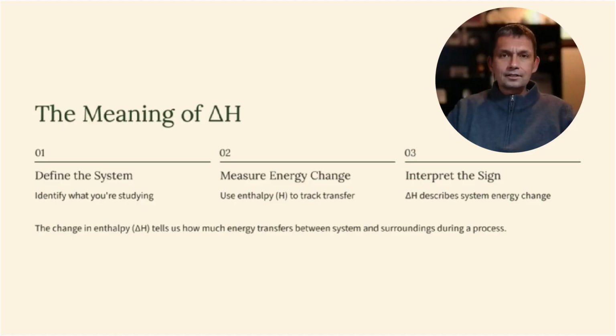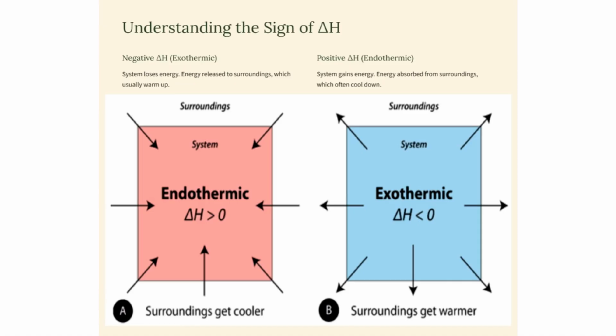Delta H represents the change in enthalpy of the system. It tells us how much energy is transferred between the system and the surroundings during a process. It doesn't tell us where energy goes, just how much moves. If delta H is negative, the system loses energy and releases it to the surroundings. That's exothermic. If delta H is positive, the system gains energy from the surroundings. That's endothermic.